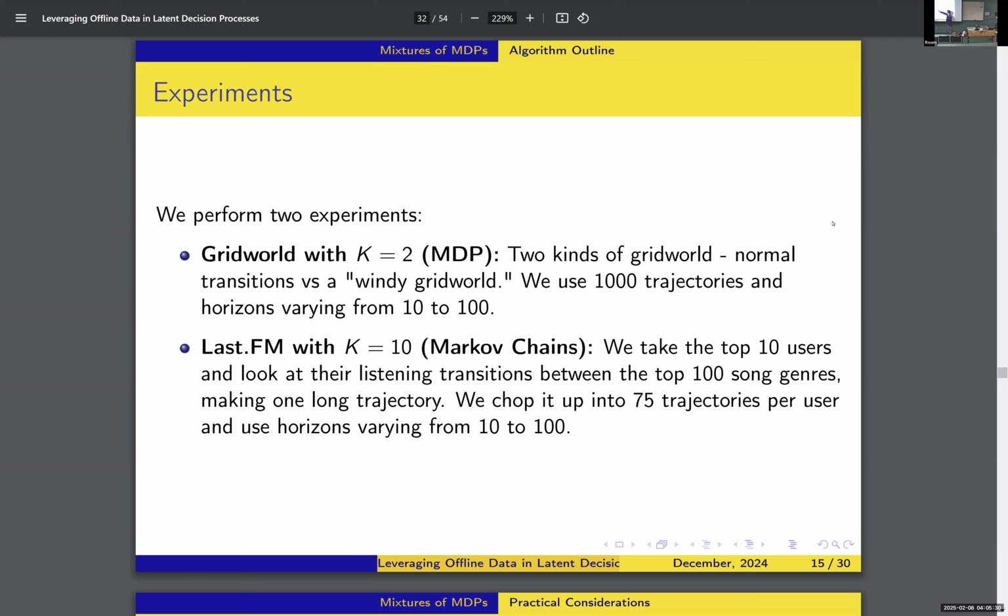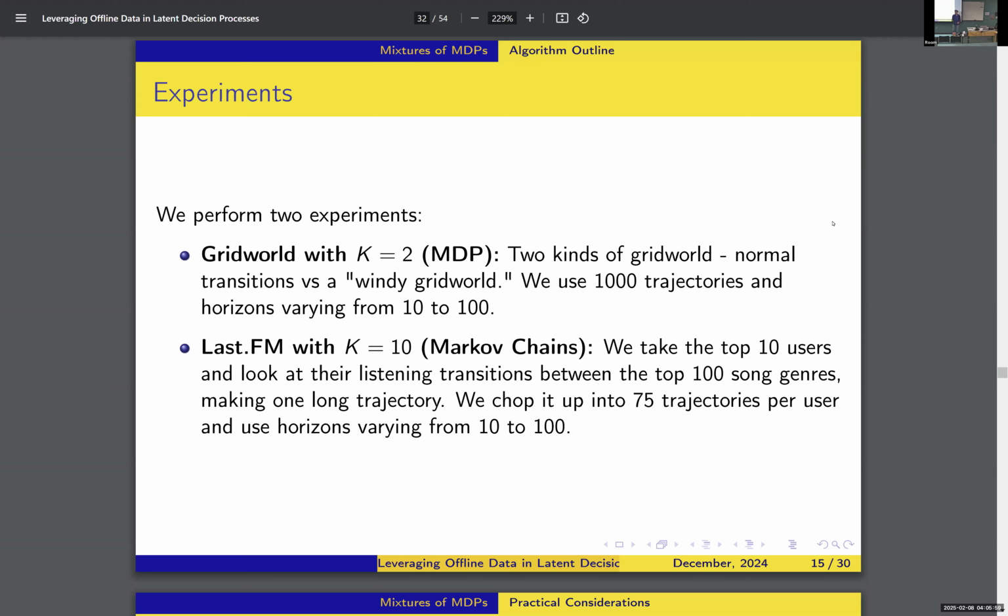And we also performed some Markov chain experiments. I have omitted the sepsis experiments because they happen in a different paper, but I'm happy to talk to you about them. So the Markov chain experiments: you look at the Last.fm data set, which is like a song listening data set. You look at their top 10 users and you observe their listening transitions between song genres, restricting yourself to the top 100 genres. The details don't super matter, but if you care, that's what we did.